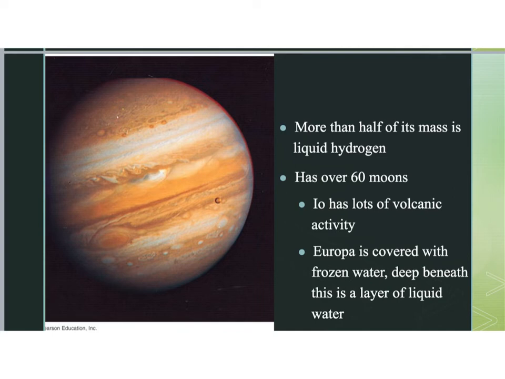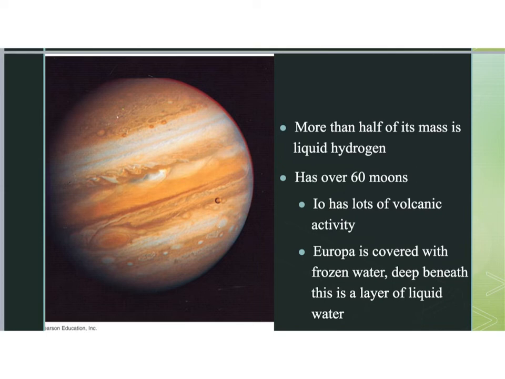It has over 60 moons. 60. Earth has 1, Mars has 2. All right, these outer planets have a lot more moons usually too. One of the moons, Io, has volcanic activity. One of them, Europa, is covered with frozen water. And then beneath that, it's liquid water. So kind of interesting that there is water, frozen or otherwise, in other places in the atmosphere.